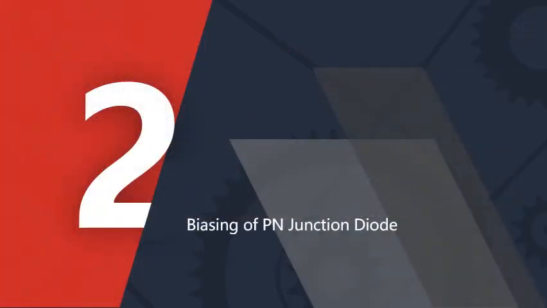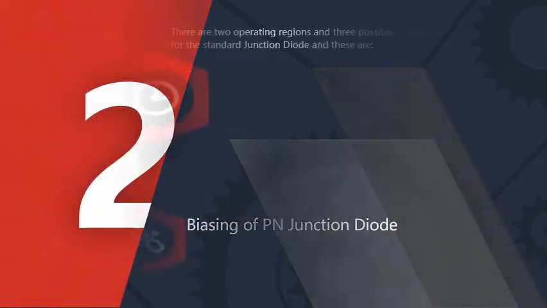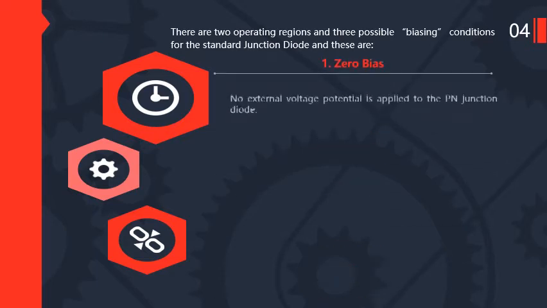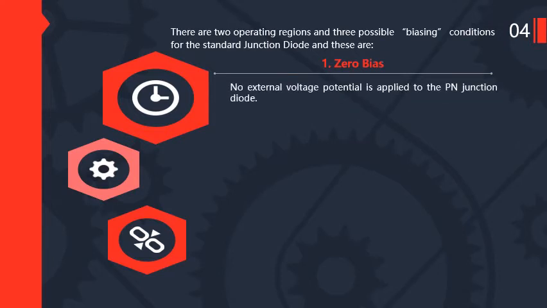Now the next topic is biasing of PN junction. So there are two operating regions and three possible biasing conditions for the standard junction diode. These are: number one, zero bias. What's the meaning of zero bias? No external voltage potential is applied to the PN junction diode. So there are two operating regions.